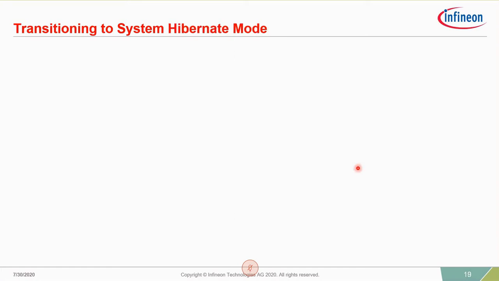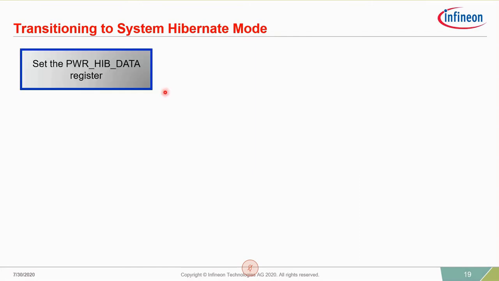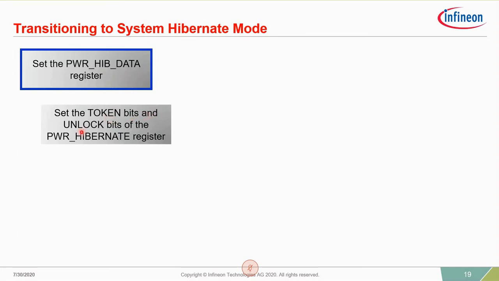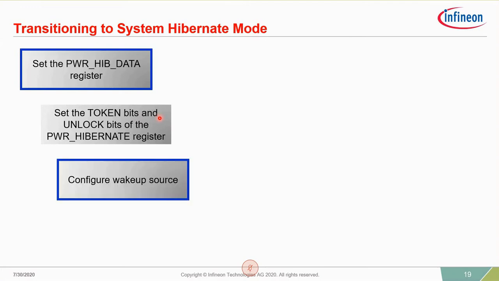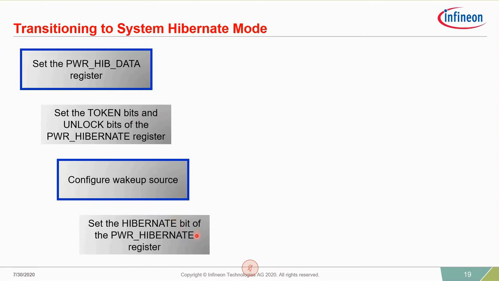Now to transition to system hibernate mode, first, if the application desires, it can set specific data into the PWR hibernate data register. And then we need to set the token bits and the unlock bits of the hibernate register. The token bits set the reset reason as hibernate wake up, and the unlock bits are responsible for freezing the IO states. Then the application needs to configure the wake up source, and finally setting the hibernate bit of the hibernate register will transition the device to system hibernate mode.